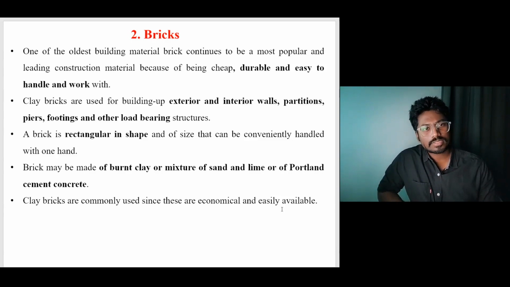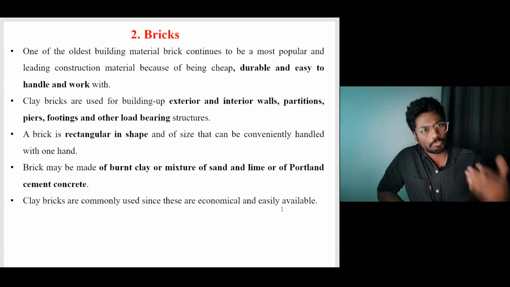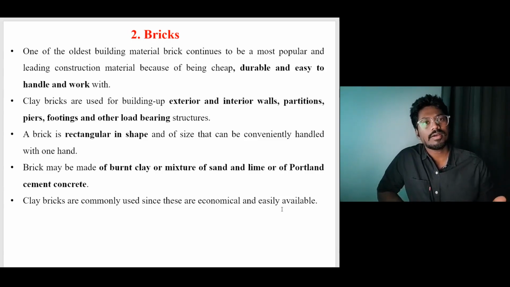But bricks, on the other hand, undergo a proper manufacturing process in order to make them valid for construction. It is one of the oldest building materials. Brick continues to be the most popular material even now. Of course, there are different versions of a brick, but the idea of manufacturing such construction material is pretty much similar. The reason brick is very popular amongst the construction industries is because, number one, it's cheap, it's really durable, and it's easy to handle.